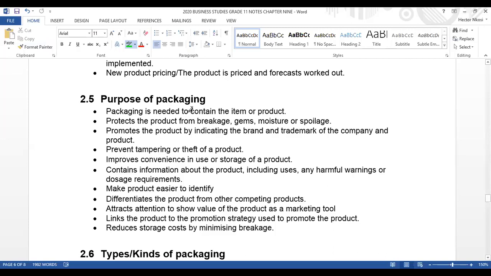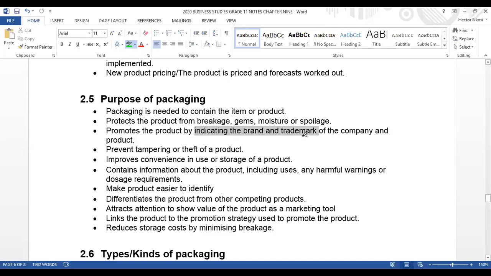Let's look at bullet number one when it comes to packaging. Packaging is needed to contain the item or product. That's the first thing, because you can't sell the product on its own, loose, basically. You need to cover it. So that's where your packaging comes in. It protects the product from breakages, germs, moisture, or spoilage, right?